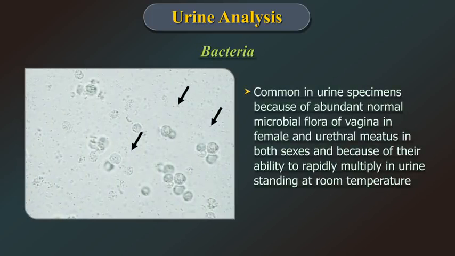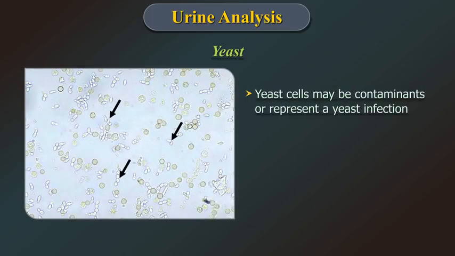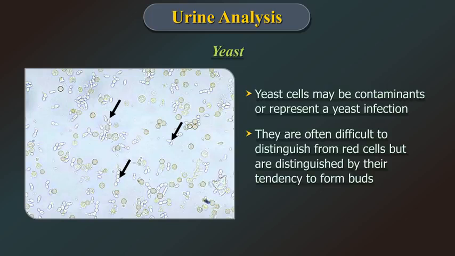Bacteria. Bacteria are common in urine specimen because of the abundant normal microbial flora of the vagina in the female and urethral meatus in both sexes, and because of their ability to rapidly multiply in urine standing at room temperature. Therefore, microbial organisms found in all but the most scrupulously collected urine should be interpreted with the condition of the patient. Yeast. Yeast cells may be contaminants or represent a yeast infection. They are often difficult to distinguish from red cells but are distinguished by their tendency to form buds.